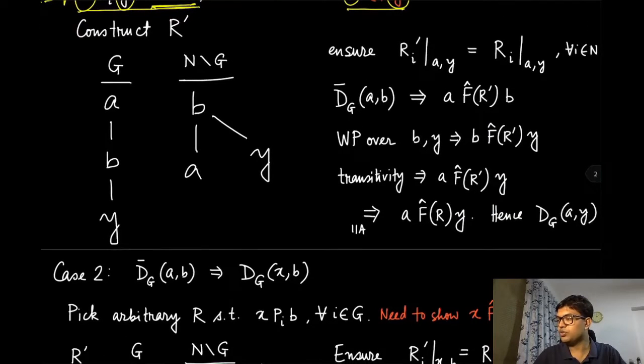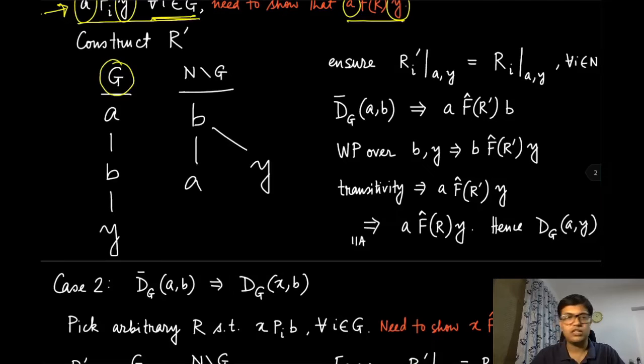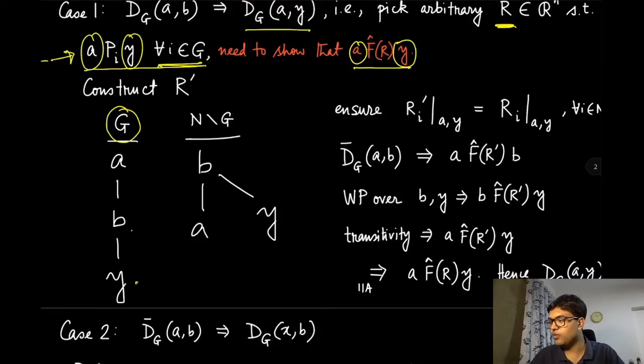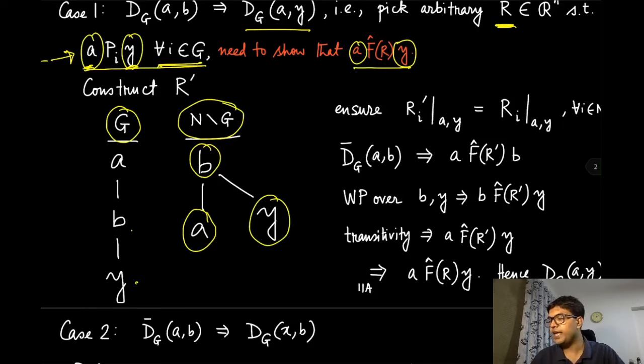So how are we going to construct it? We look at all the agents in G, on which A is above B and B is above Y. I do not really care about the other alternatives. They can be anywhere. Just A should be above B, B should be above Y. And for all the other agents, what we are doing is that we are going to put B strictly above both A and Y, and between A and Y we are going to retain the same ordering for these agents as was there in R.